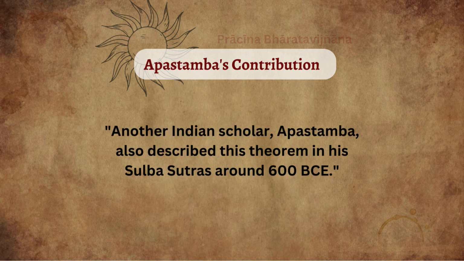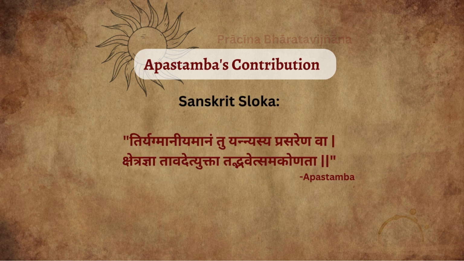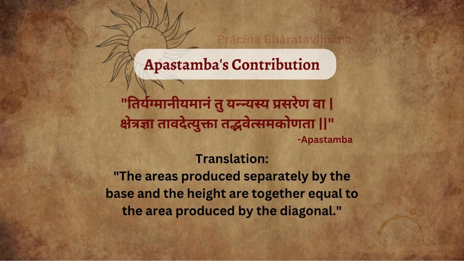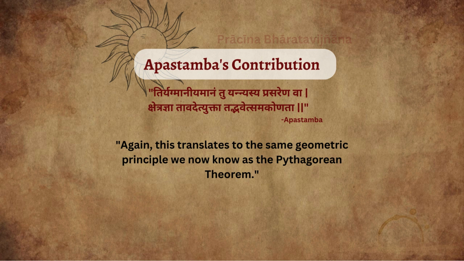Another Indian scholar, Apastamba, also described this theorem in his Sulba Sutras around 600 BCE. Here is the great Sanskrit sloka by Apastamba, which means the areas produced separately by the base and the height are together equal to the area produced by the diagonal. Again, this translates to the same geometric principle we now know as the Pythagorean theorem.